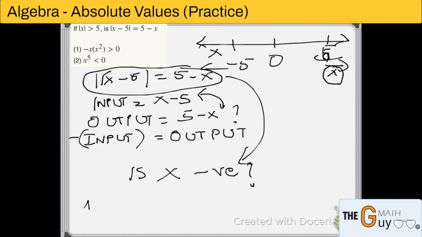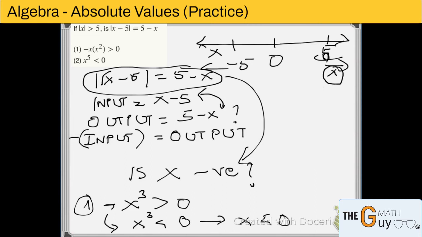Statement 1 says that basically negative x cube is positive. So if negative x cube is positive, what does this mean? This basically means that x cube has to be less than 0, which then means x is less than 0 and x is negative. So can we answer the question based on this statement? Yes, first statement is sufficient.